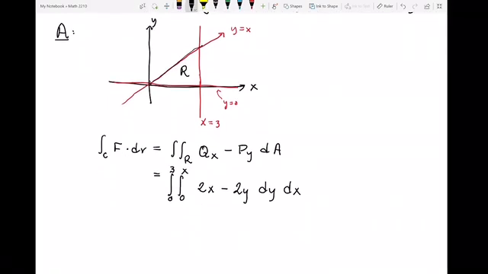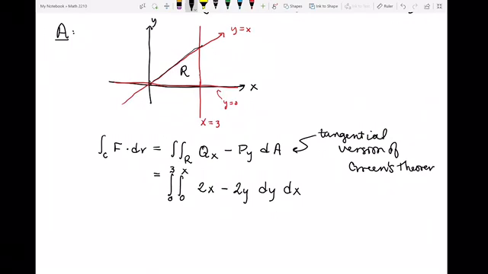Okay, now it's an easy problem. Let me just write this here. This is the tangential version of Green's theorem, if you want to look that up in your notes or your book. And then let's just quickly evaluate this integral. This is something from the beginning of the course. You should know how to do this. Let's just evaluate this guy.